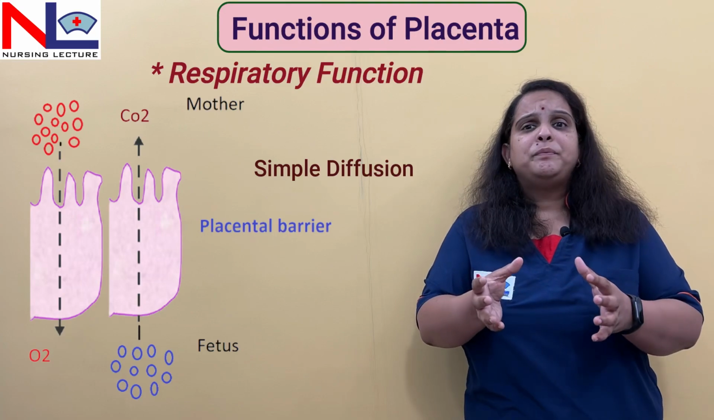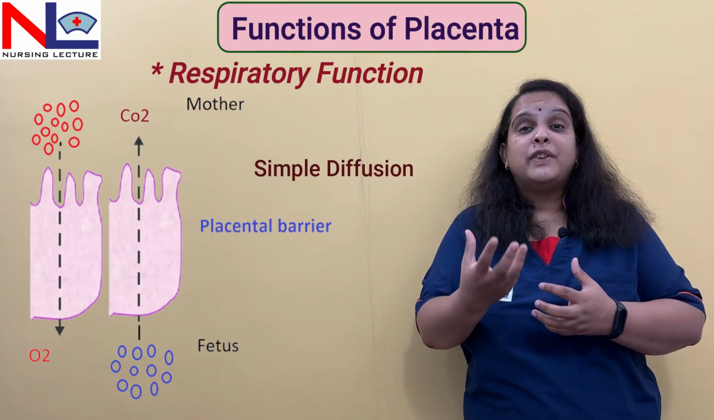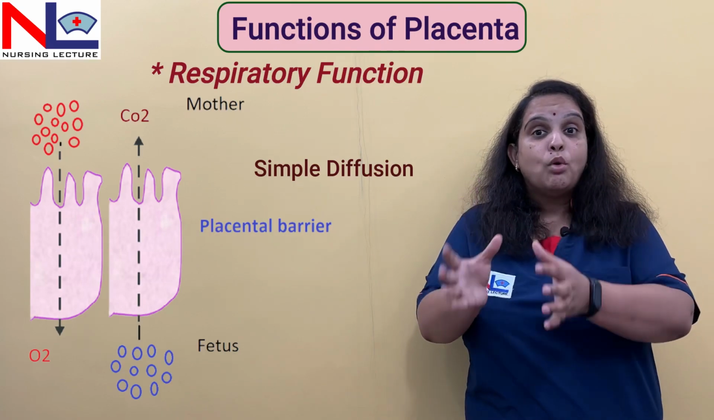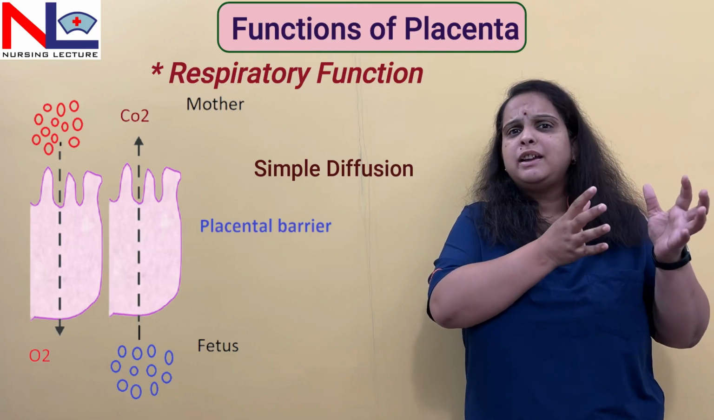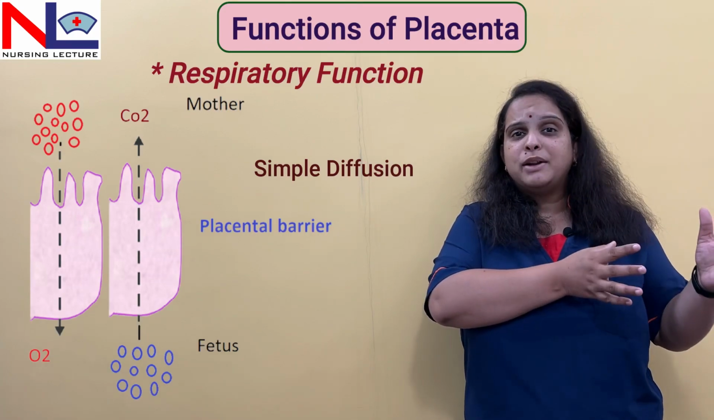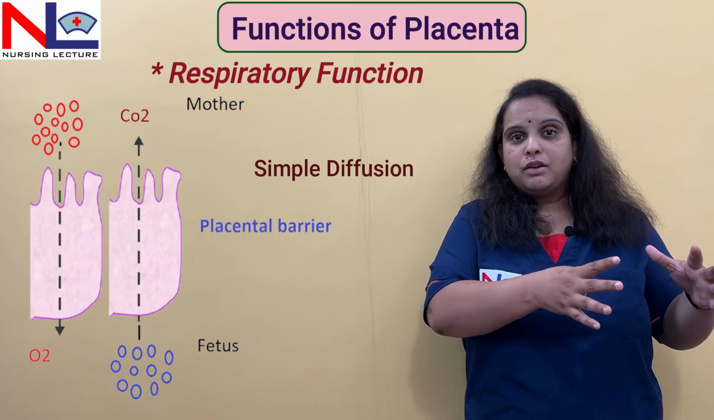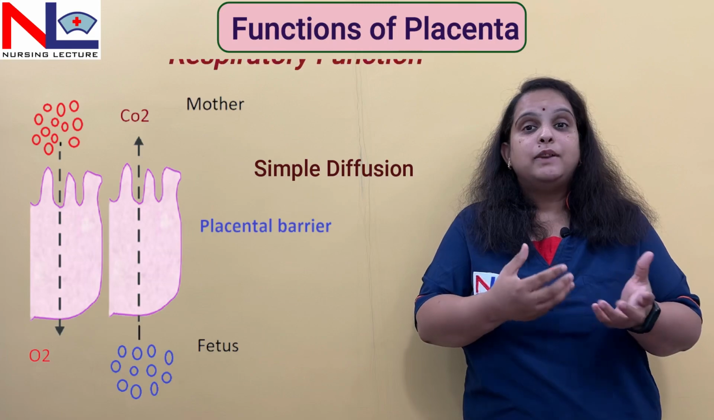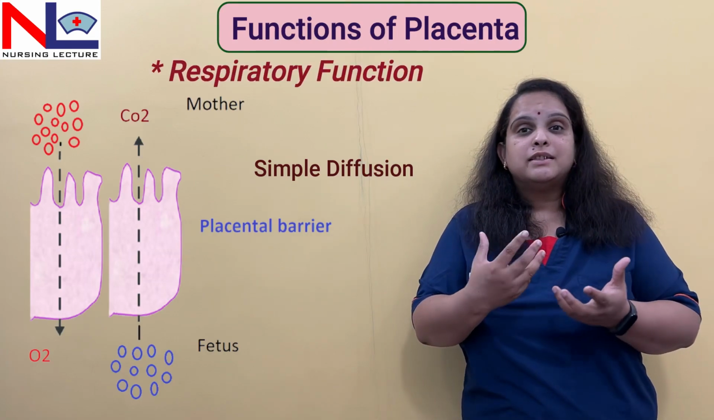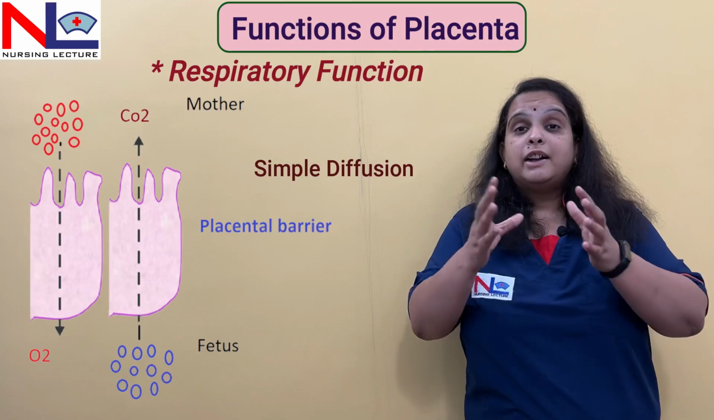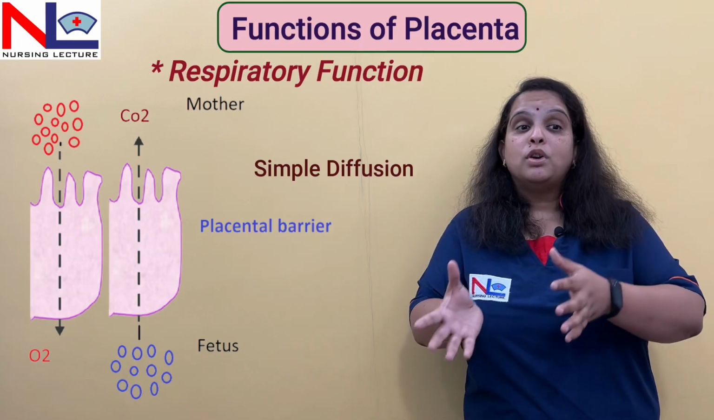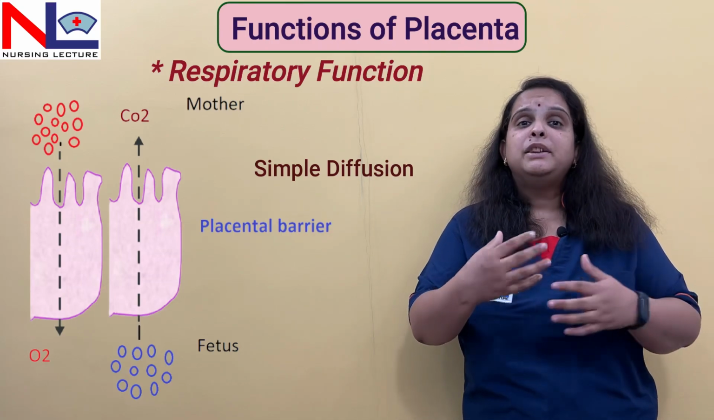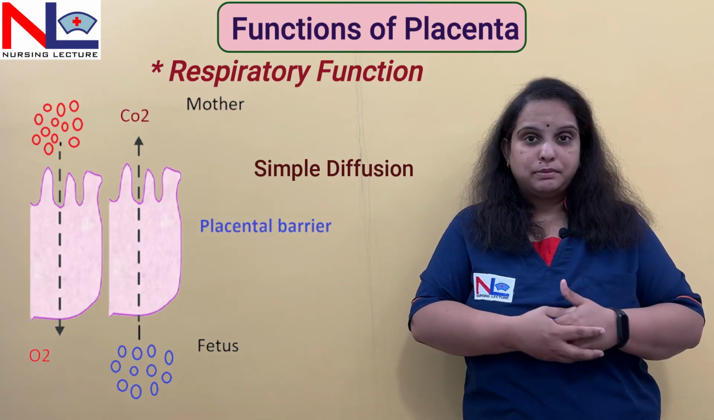In a similar manner, the fetus also produces metabolic waste in the form of carbon dioxide, and that is more toward the fetus, because whatever carbon dioxide is formed in maternal blood is already exhaled out through the process of exhalation. But in the fetus, it won't be possible because the fetus doesn't exhale. So here the carbon dioxide moves toward the mother, where the concentration is low. So by simple diffusion, the gas exchange takes place.